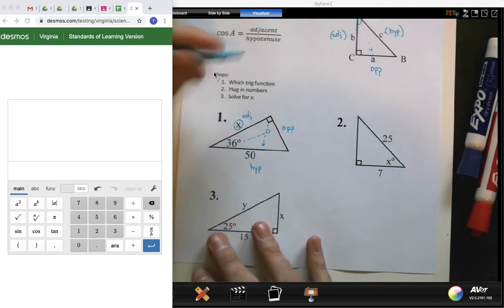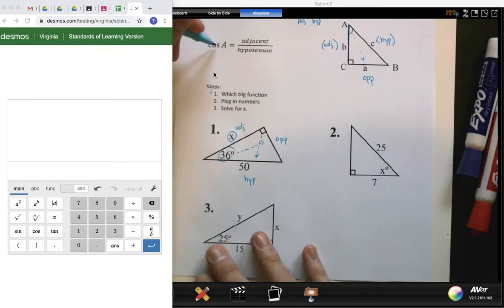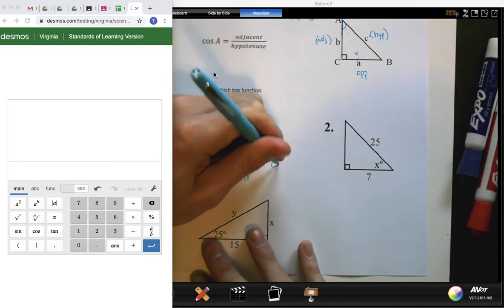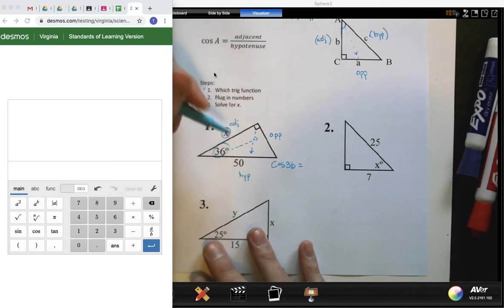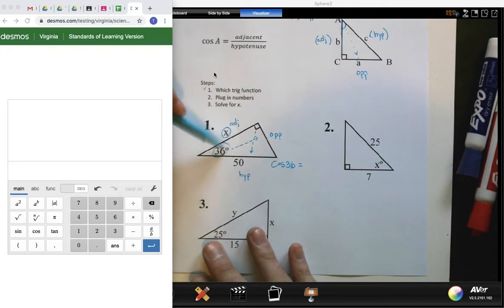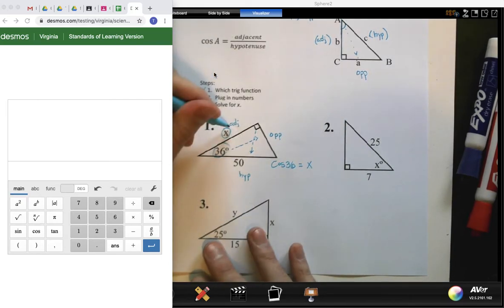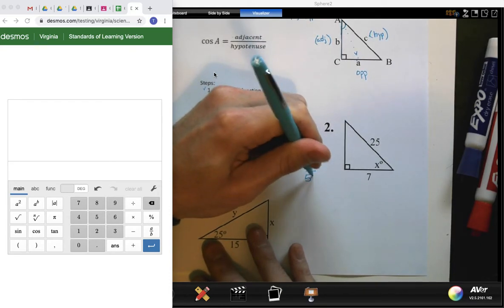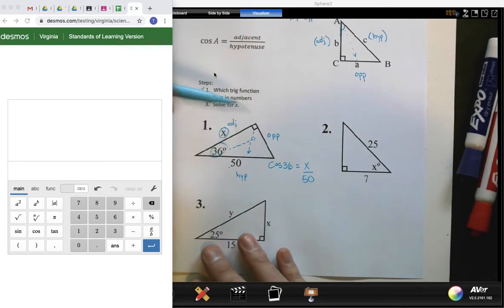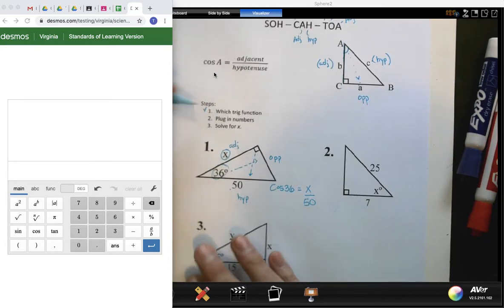Using that, we're going to plug in our numbers, and we're going to say cosine of 36, cosine of your angle, is equal to our adjacent side, which we don't know, so that's going to be x, over our hypotenuse, which we do know, which is going to be 50. And why did I use cosine? I should go back to step 1 here. Why did I use cosine?